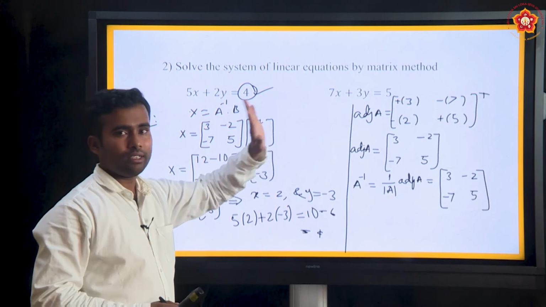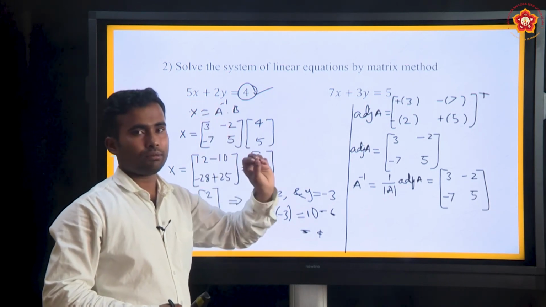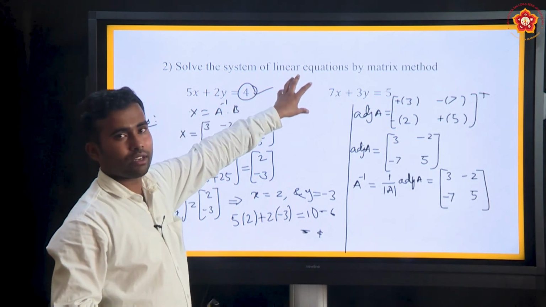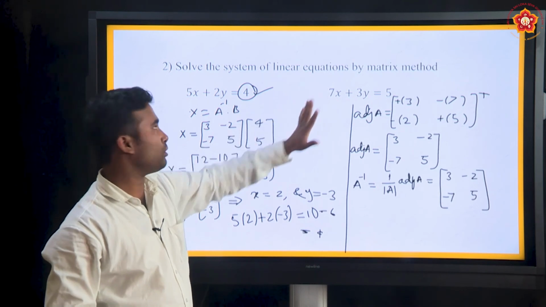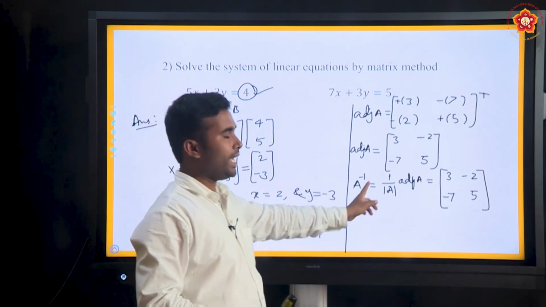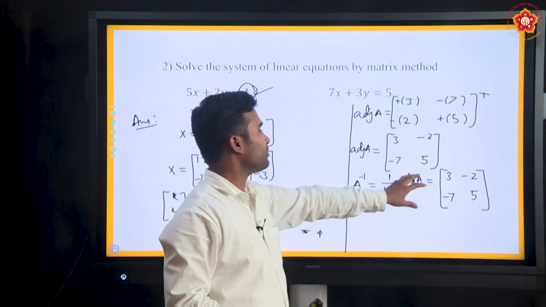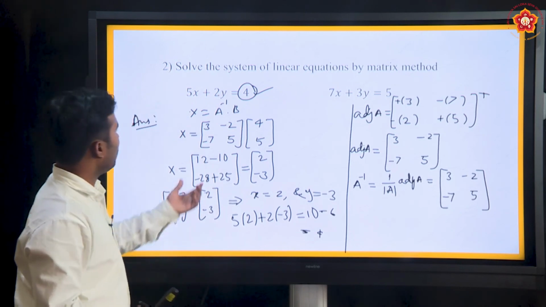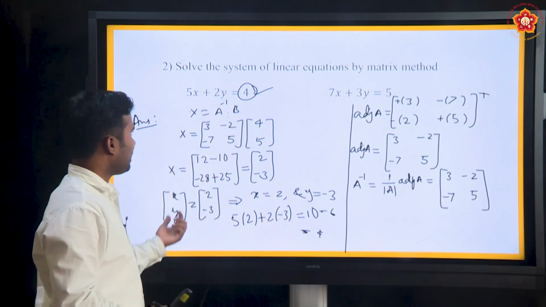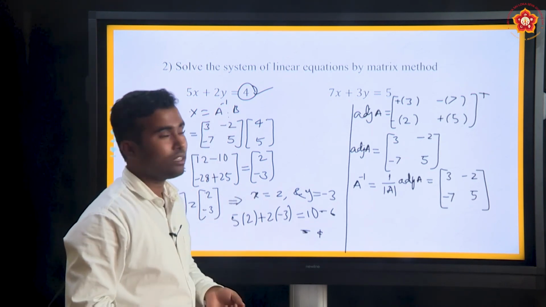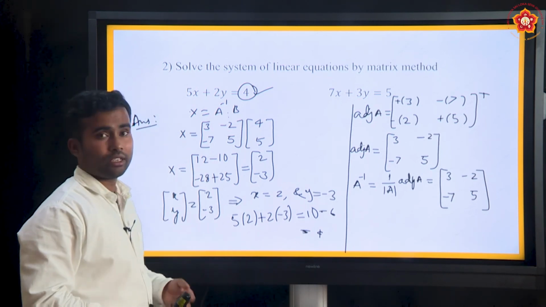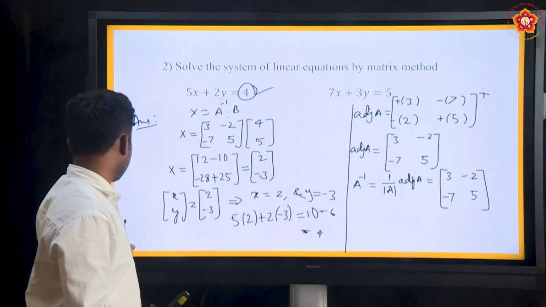So, how to find the solution of a system of equations. First, you write the given system of equations in the form of AX equal to B. From that I can write X is equal to A inverse into B. Find out A inverse. After calculating A inverse, you can make use of this expression and just multiply A inverse with B. That gives the values of the variables and that helps us find the solution of the system of equations.